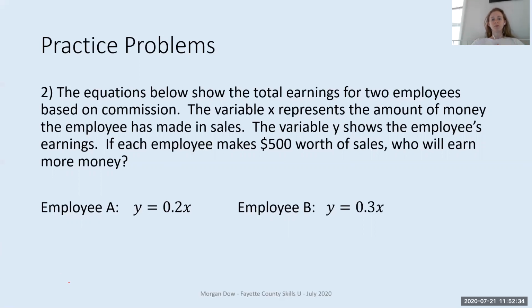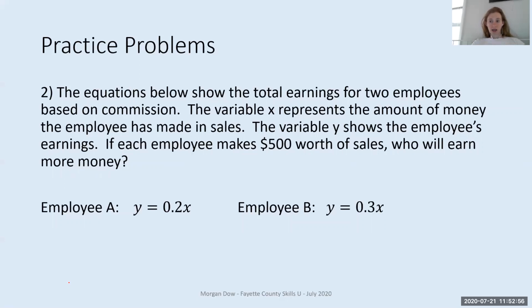So let's take a look at the equations here. It says employee A, their earnings equal 0.2 times their sales. And for employee B, their earnings equal 0.3 times their sales. So there's a couple different ways to think about this question.